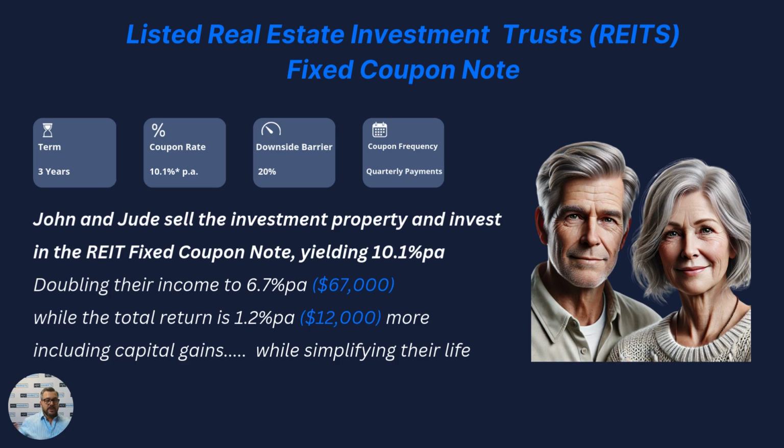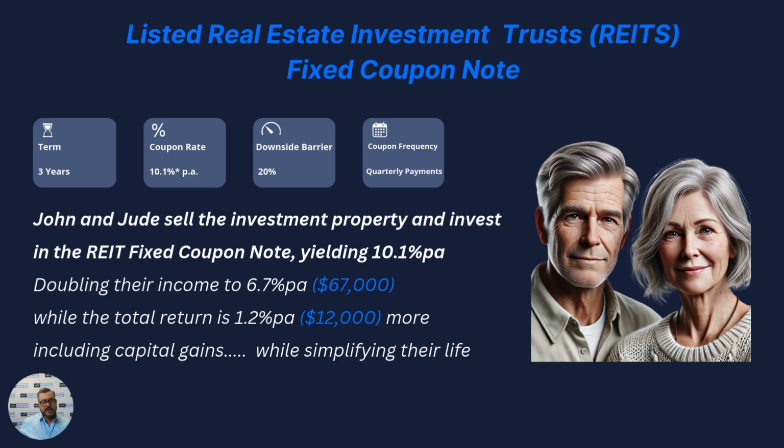So we pulled together those 4 reference assets that we spoke to you about before. We got a 3-year term at 10.1% per annum. The coupons were paid quarterly, so you were getting roughly about 2.5 and a bit percent per annum paid into your bank account. That just about doubles their income to 6.7% per annum.